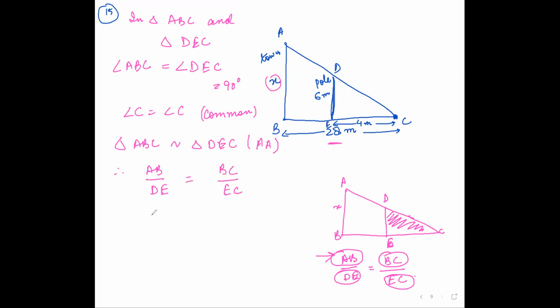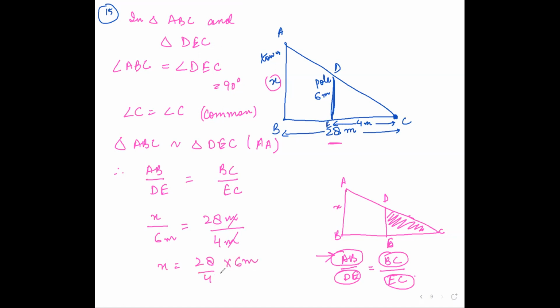Now put the values here. So X upon DE is 6 meter. Now please check, units have to be same. So everything is in meter. It is given in the question. Is equal to BC is 28 meter and EC is 4 meter. So here the meter will be gone. So X will be 28 divided by 4 into 6 meter.